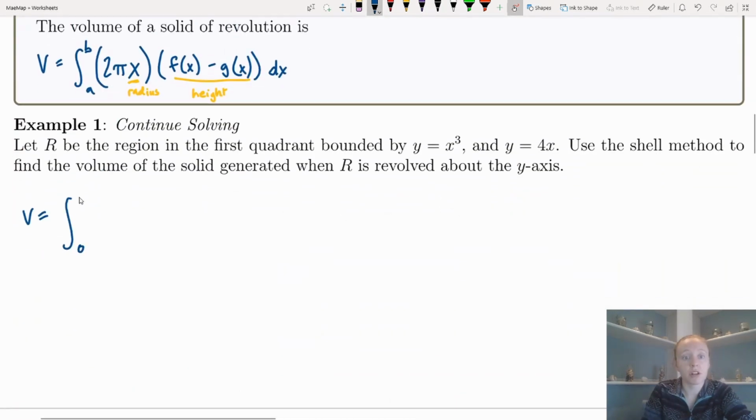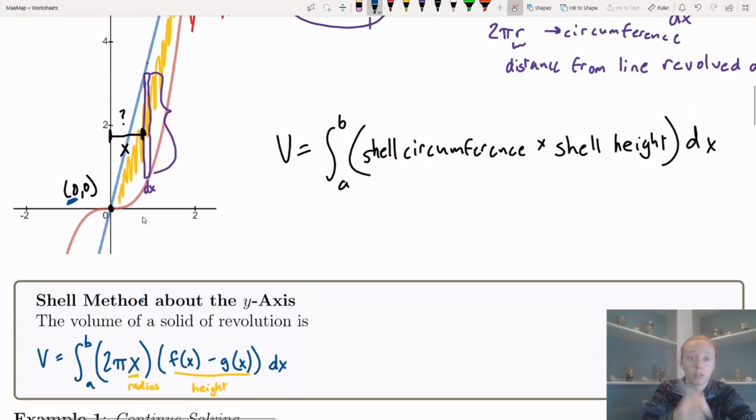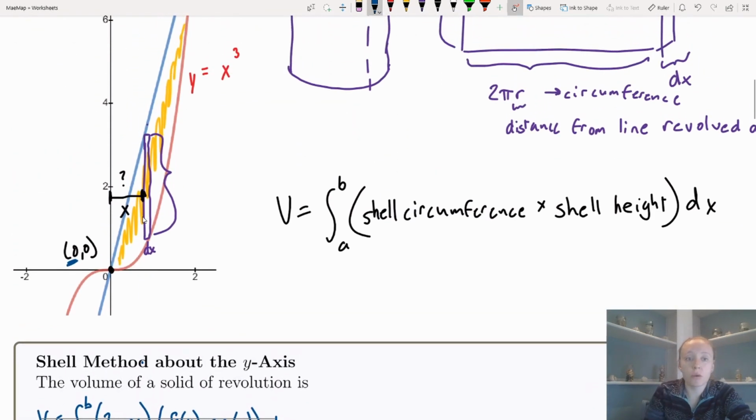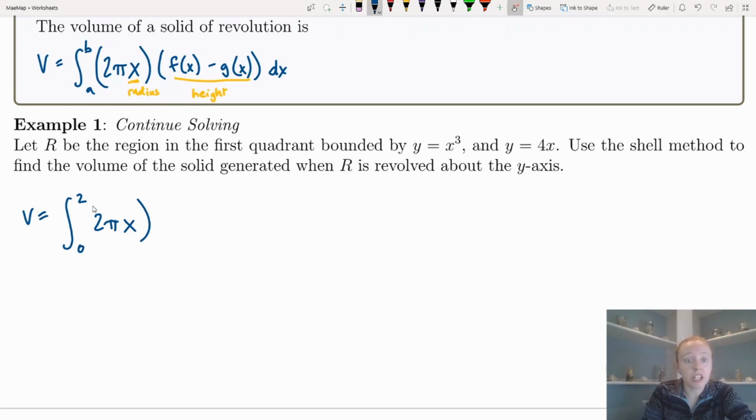So going from 0 to 2, now we're going to deal with our shell circumference. That's 2 pi times our radius r. But r, remember, is that distance from our axis, or where we're revolving around, to our rectangle, which you can see when I draw that rectangle, anywhere along that distance is just some x distance. If I drew another rectangle further out, that distance is still whatever my x value is. So my radius is x. So there's my shell circumference.